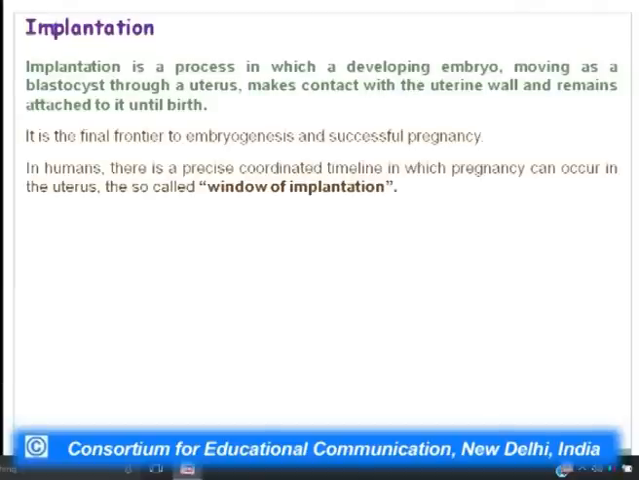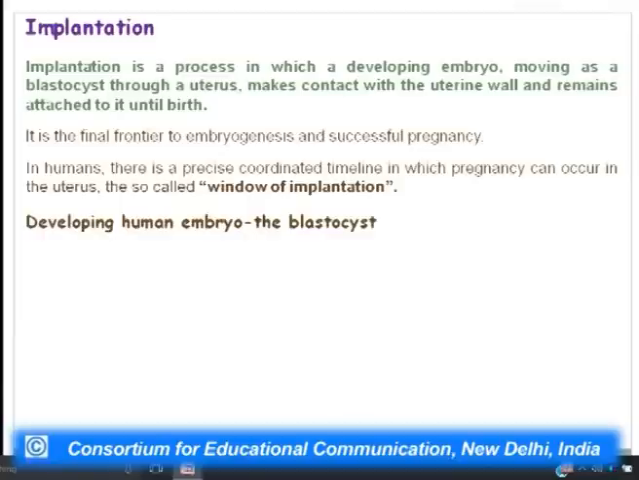In humans, there is a precise, coordinated timeline in which pregnancy can occur in the uterus, and this is called the window of implantation. So before we talk about how implantation takes place, let's review the moving zygote, which in the human case is termed the blastocyst, and let's look at what the makeup of the endometrium is when the implantation needs to occur.